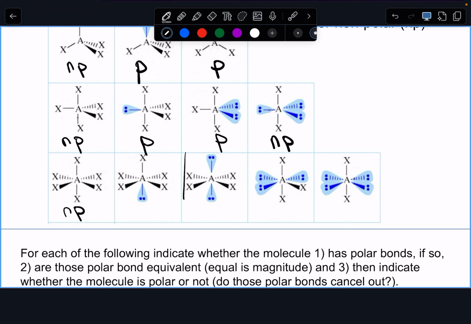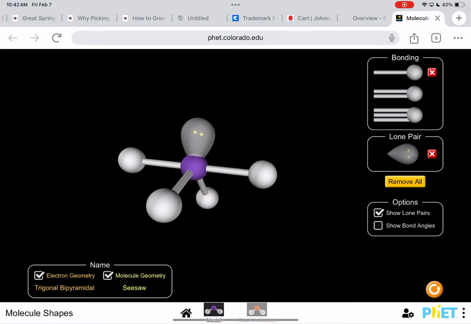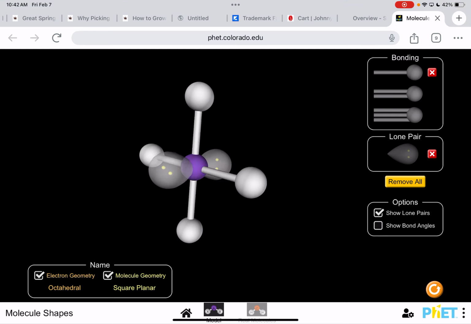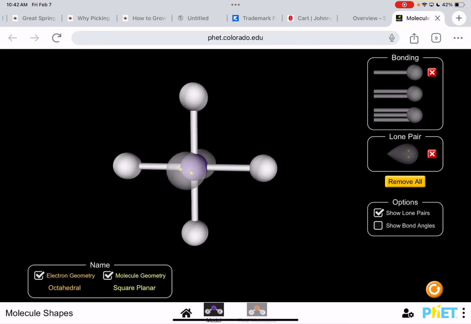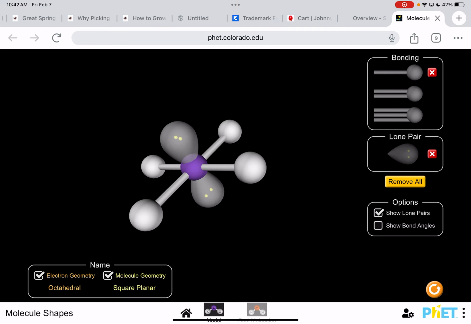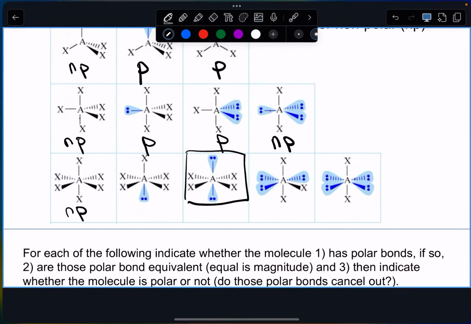Hopefully you're starting to be able to visualize these. Those 2 lone pairs, when I just boxed out, those are directly across from each other. The lone pairs are linear. I'm going to keep showing you. 2 lone pairs and 4 bonds. And the 4 bonds are all like 2 sets of linear across from each other. So that would be nonpolar.